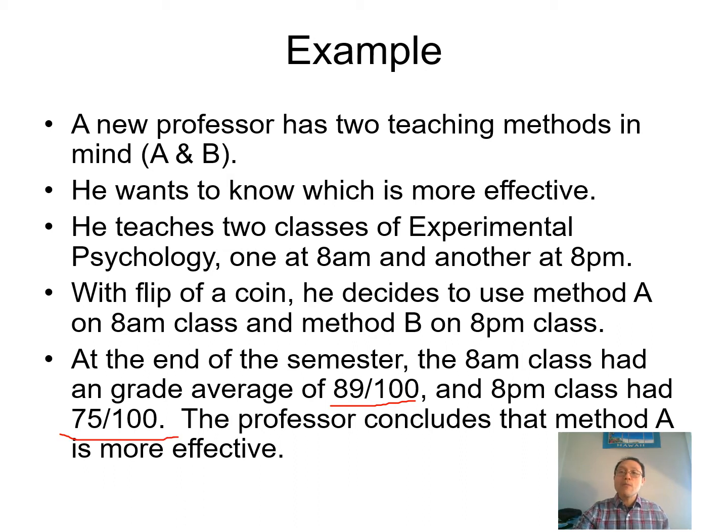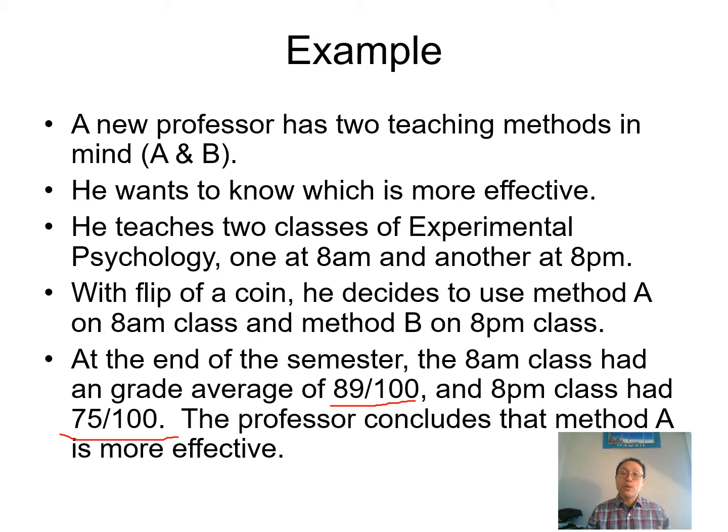Well, there's a lot of problems with doing it like this. Basically he's testing intact groups, right? Because he has made the assumption that group A and group B, the 8 a.m. class and the 8 p.m. class, are exactly the same in the beginning. But in reality, this is not the case, because you can think about it in terms of the students' alertness level at 8 a.m. versus 8 p.m. is going to be very different, right? And so that's the first reason.